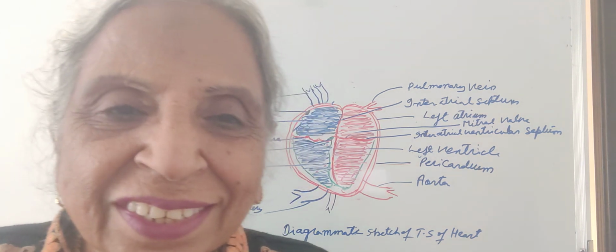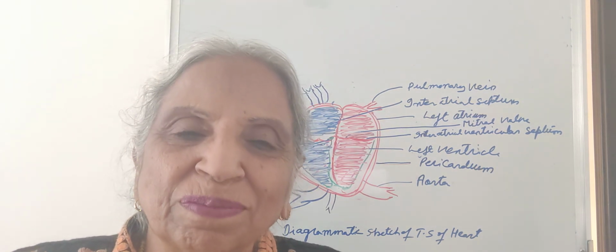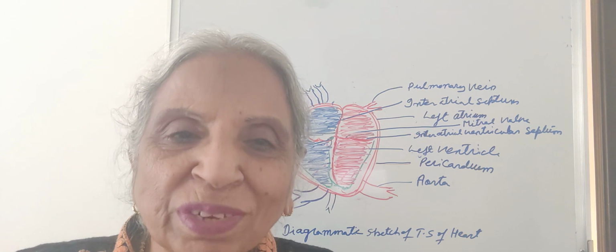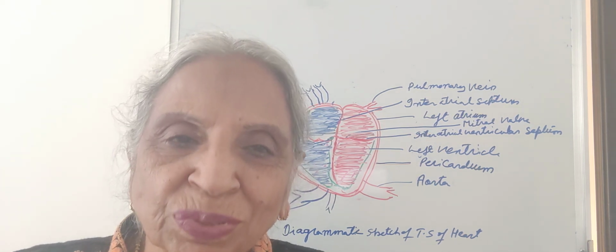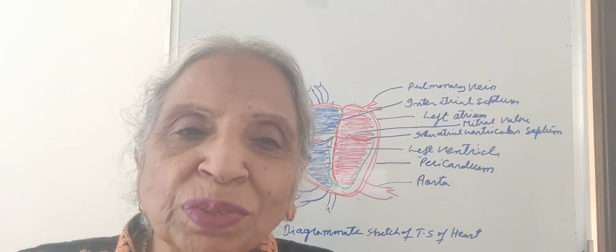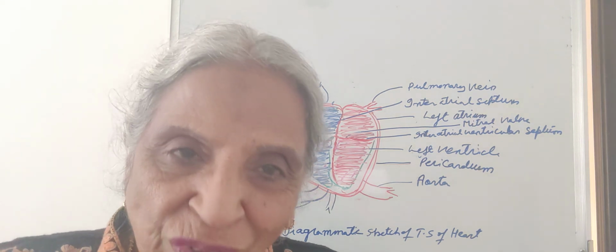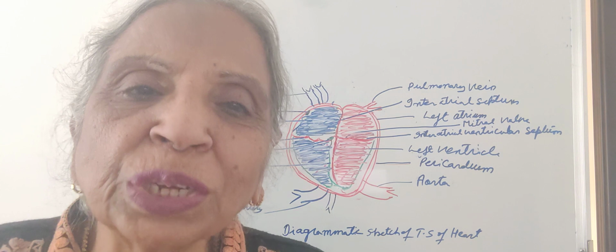Previously we did the composition of blood and lymph in human being. We are doing the human blood vascular system. Today we will do the structure of heart and its functioning in human being.